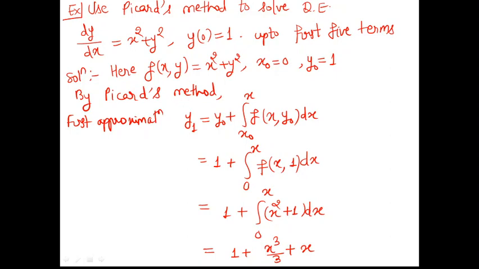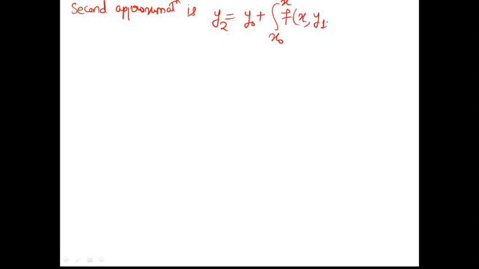So how many terms we are getting here? Here we have 3 terms, 1, 2, 3, right? So we need to find out the next approximation also. Now that is the second approximation. The formula is y2 equal to y naught plus integration from x naught to x of f of x y1. So this first term remains unchanged in each approximation, this remains fixed.